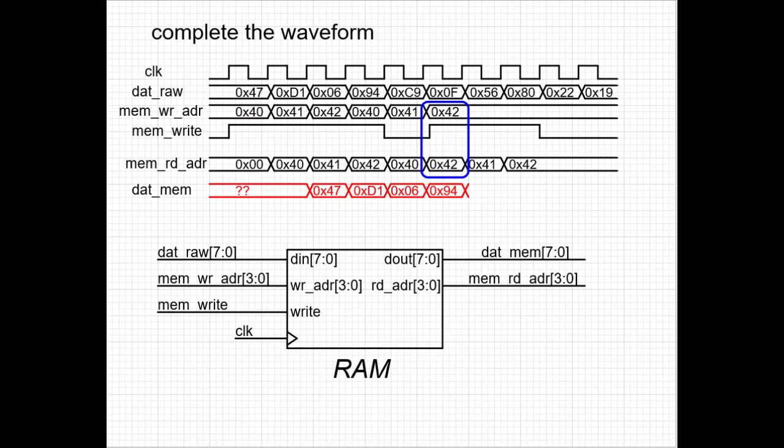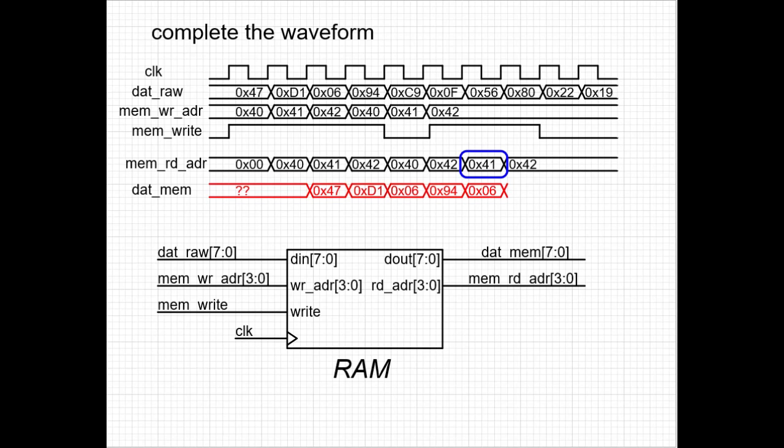Next up, we're reading from address 42 while simultaneously writing to the same address. However, we know that the 0F value does not get clocked into the memory register until the next clock edge. So instead, the value that we read, the value that gets clocked into the memory's output register, is the previously written 06, appearing 1 clock later.